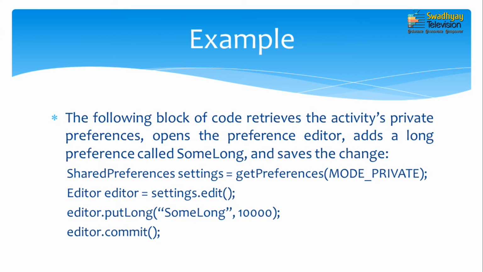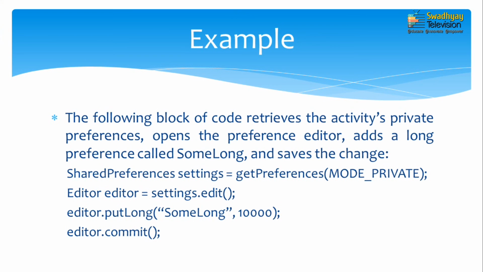Now, let us take one example. Here you can see settings is the object of type shared preference and we call the get preference method. This method, as we discussed earlier, is used to get a private preference. So, mode is private, and once this object settings is available, you can call its edit method to retrieve an editor. So, editor is an object of type editor and we get this editor by calling the shared preference method edit, and once we have this editor available, you can put shared preference values inside it using the put method.